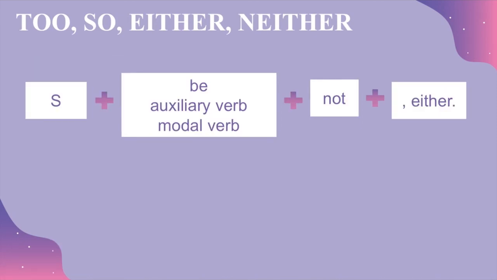Last one, the form of either. We will use subject plus be or auxiliary verb or modal verb plus not and then either.